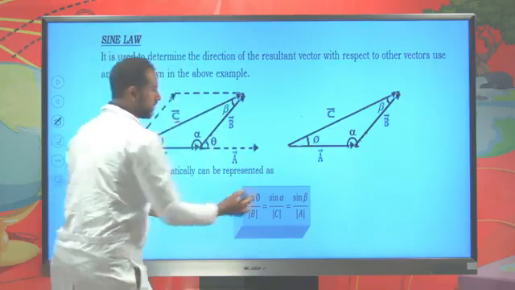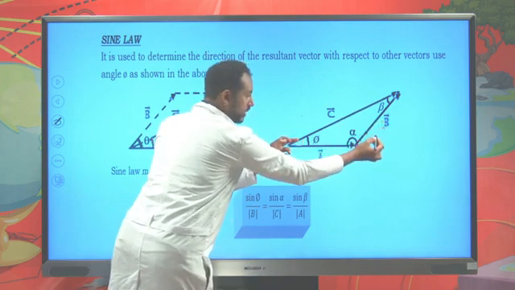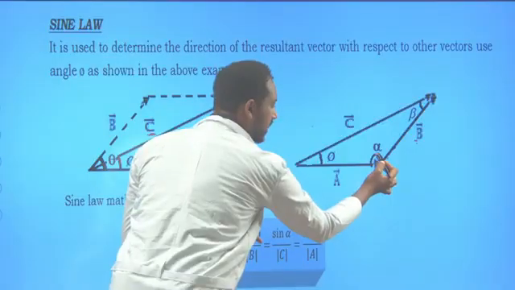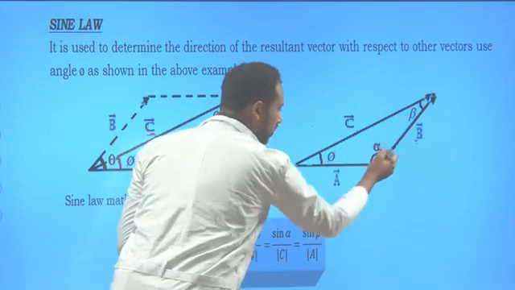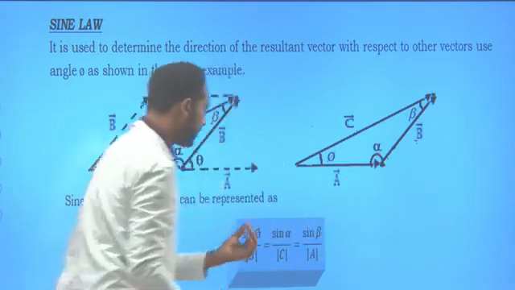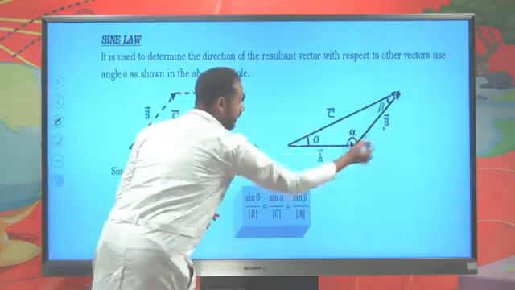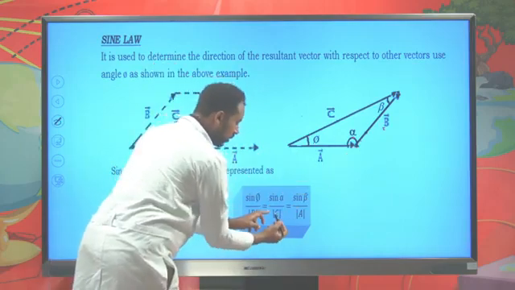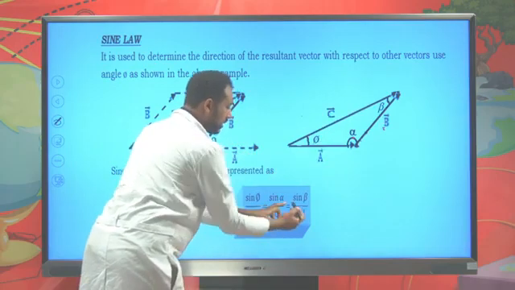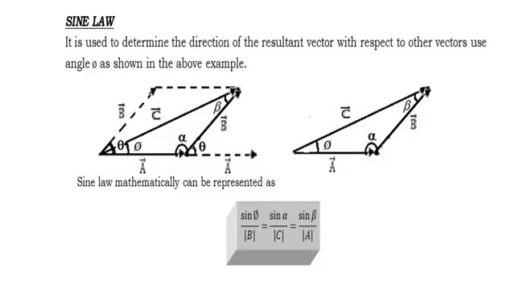Sine law states that the sine of this angle over the magnitude of the opposite side is equal to the sine of this angle over the magnitude of the opposite side is equal to, again, the sine of this angle over the magnitude of the opposite side. Let's see here. Sine phi over the opposite side, which is b, the magnitude of b, is equal to sine alpha over the magnitude opposite to it, which is c, is equal to sine beta over the magnitude of a. This is known to be sine law, and sine law is very helpful to determine the direction of the resultant vector.